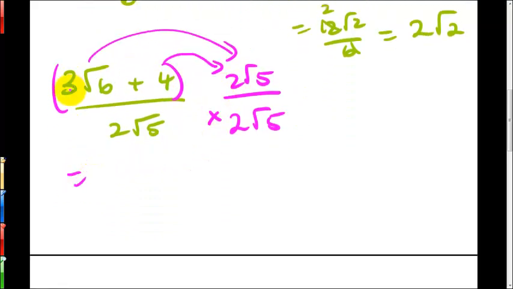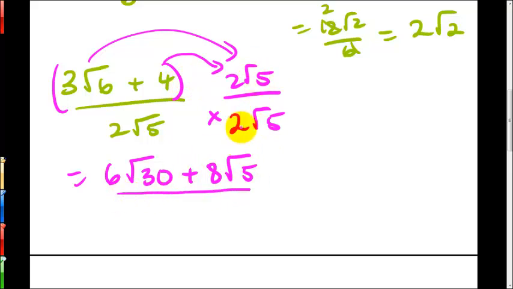So that's going to turn into 3 times 2 is 6. Root 6 times root 5 is root 30. Then plus 4 times 2 is 8. And then there's nothing attached to the root here, so it's just going to be 8 root 5. Over. Then what's 2 times 2? That's 4. What's root 5 times root 5? Well, the root 5s kind of cancel out, and what we get is 5. You should have got the habit of that by now. So 6 root 30 plus 8 root 5.